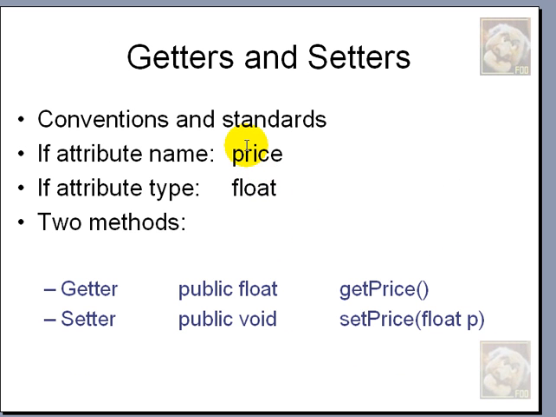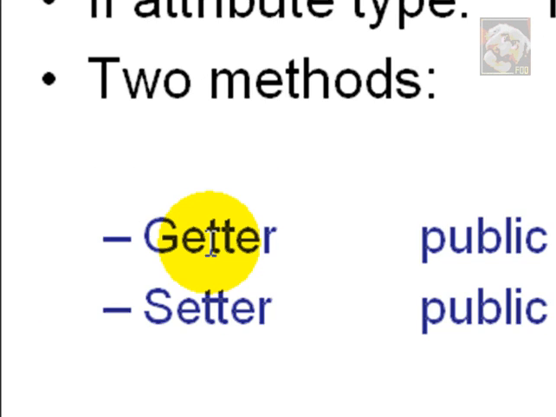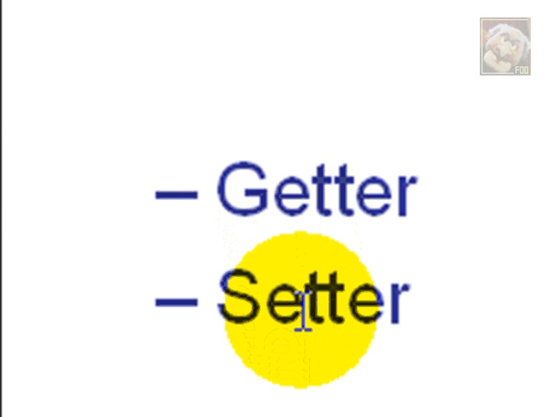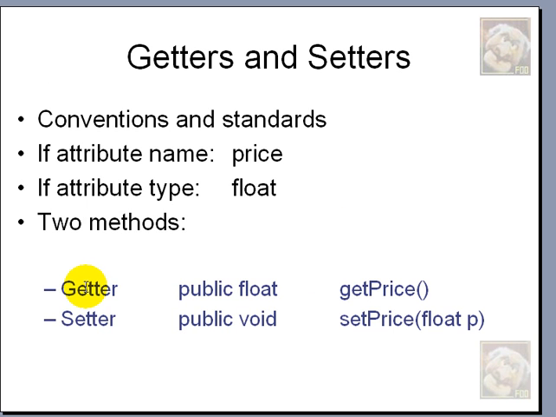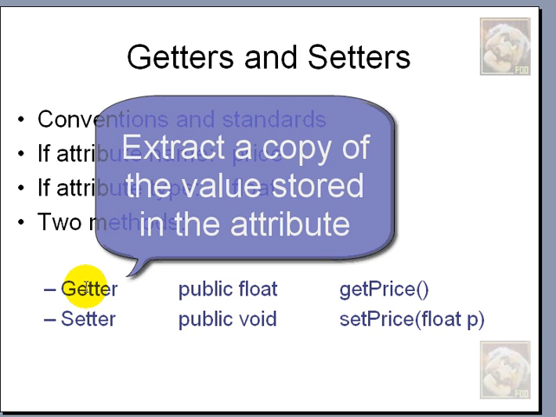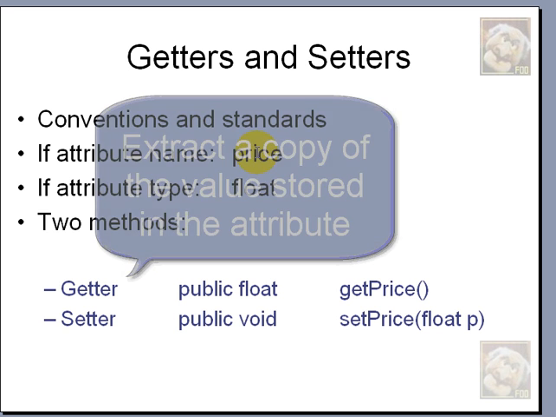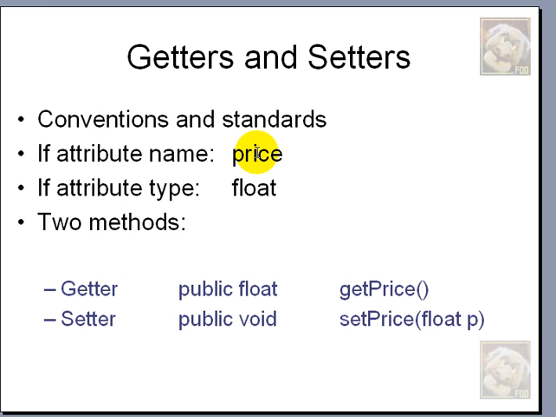Now for each attribute we will have to write two methods. One will be a getter, another one will be a setter. The purpose of the getter is to extract a copy of the value of attribute price and give it to the public.